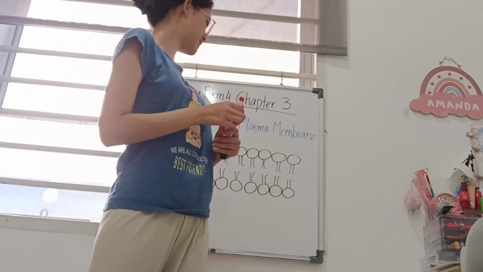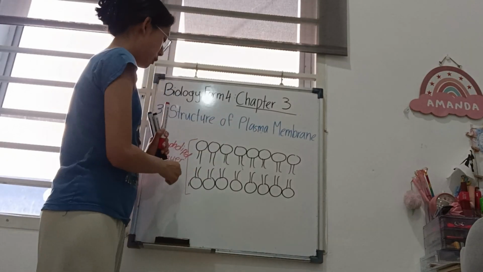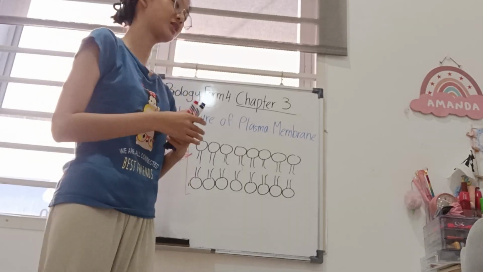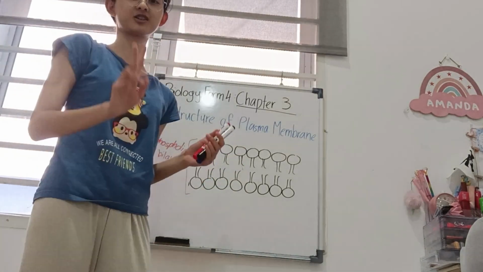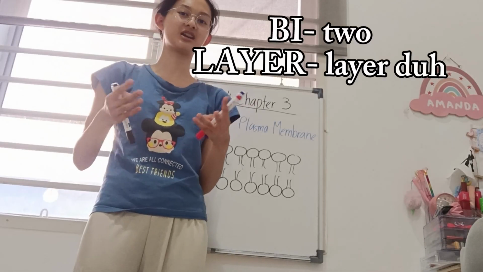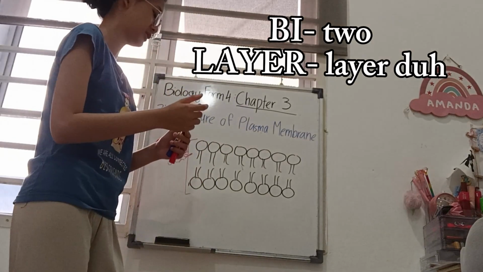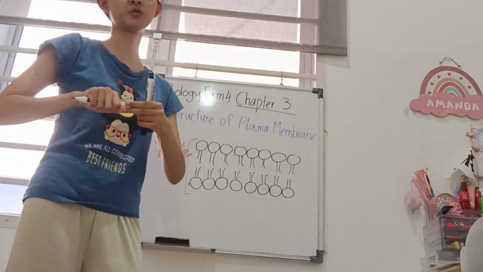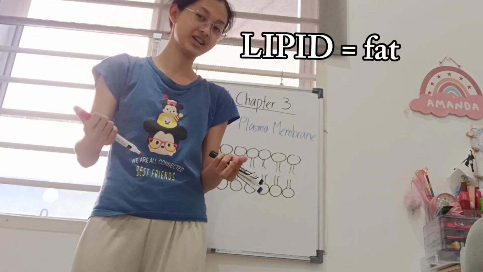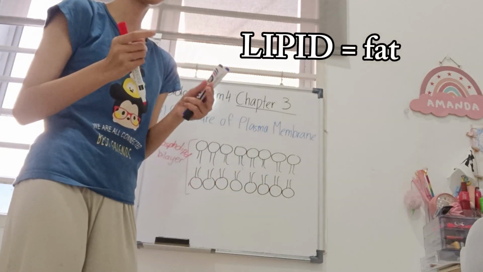It's called phospholipid because it's made of phospholipid, and it's called bilayer because it has two layers. Bi means two, layer means layer. So there are two layers of phospholipid. Phospholipid is a lipid, and lipid is a fat.